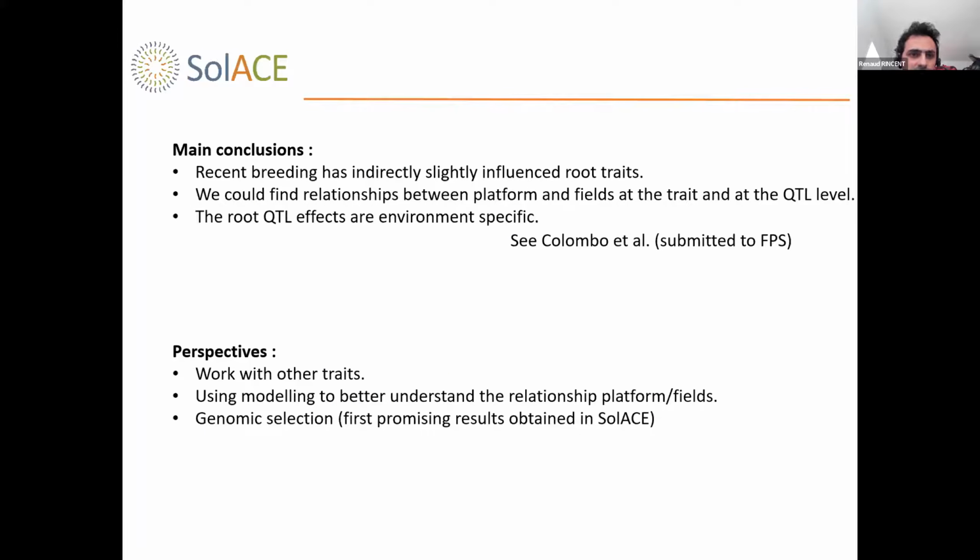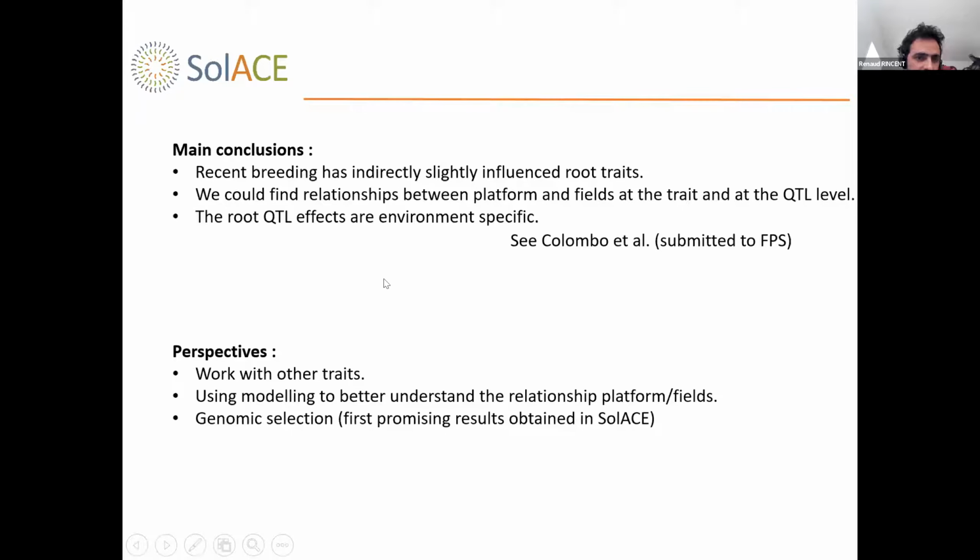So to conclude, we could show that the recent breeding has indirectly slightly influenced root traits. We could find relationships between platform and field at the trait and at the QTL level. The effect of the platform QTL on agronomic traits were environment specific, and in some cases we could find some relationships with environmental covariates. This result will hopefully soon be published in Frontiers.